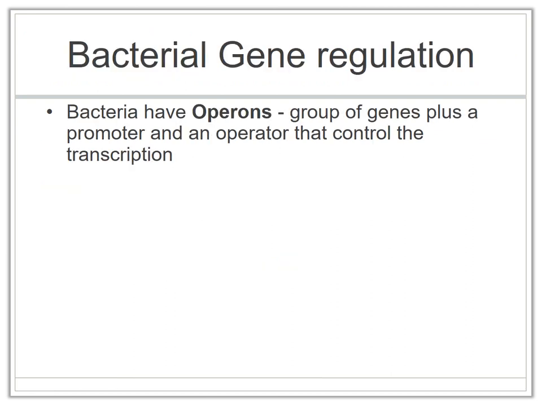So when learning about gene regulation, we're going to start off with how bacteria do this. And so we'll learn a little bit about how bacteria have their genes set up. Bacteria have what are called operons. Operons are a group of genes next to one another on their DNA. Instead of just one gene being transcribed, multiple of these genes can be transcribed at once. They also have this promoter in the beginning, which is what we learned before, and something called an operator that can control the transcription or regulate when it is transcribed.